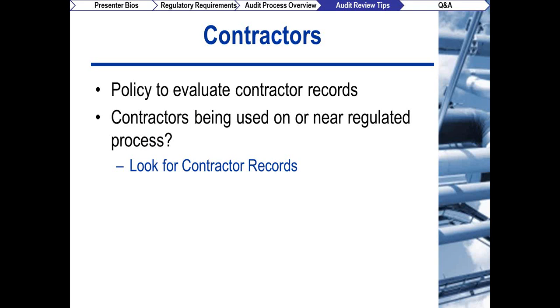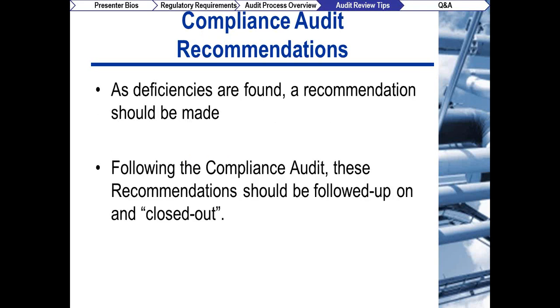Again, just look for those contract records. And then at the end of the compliance audit, you're going to have a list of recommendations. If a deficiency is found, you're going to want to note that and make that recommendation. Suggestions are for maybe improving the efficiency or effectiveness of your program. And then you want to make sure that these are closed out using your action tracking log.